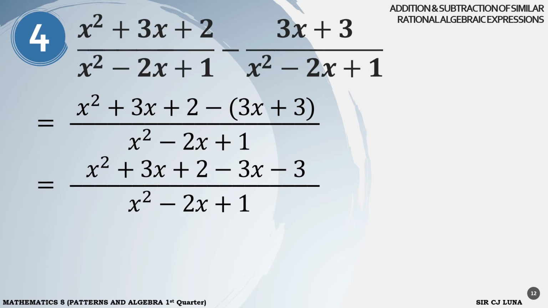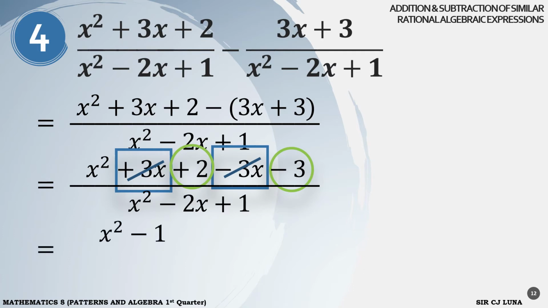Now we combine like terms. We will combine 3x and negative 3x. What is 3x minus 3x? Good. 0. So wala na tayong x. Okay? And then we have 2 minus 3. That is equal to, correct, negative 1. So we have x squared minus 1 all over x squared minus 2x plus 1.